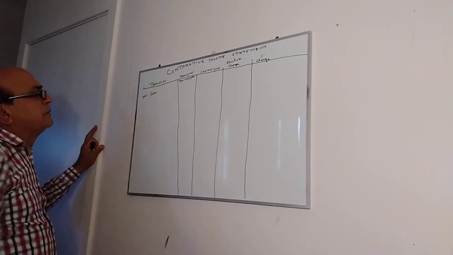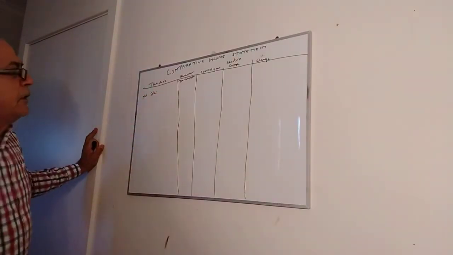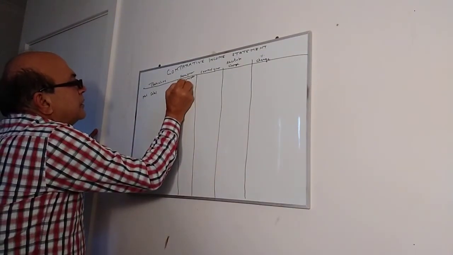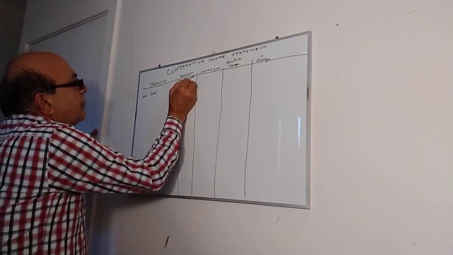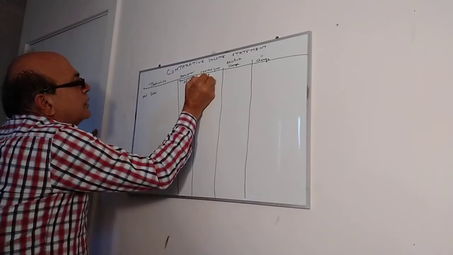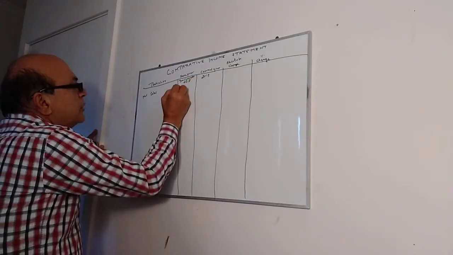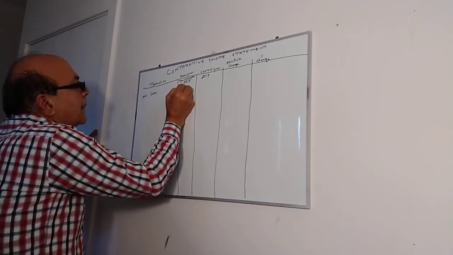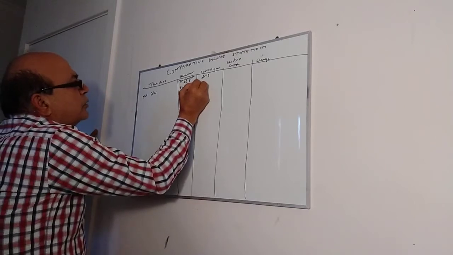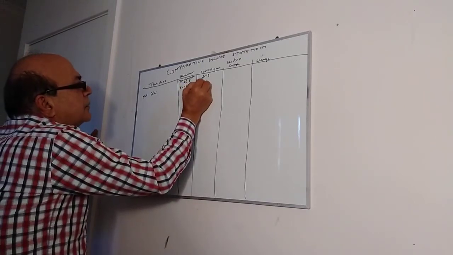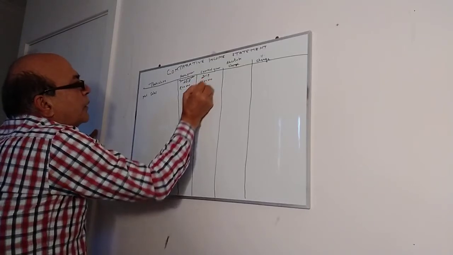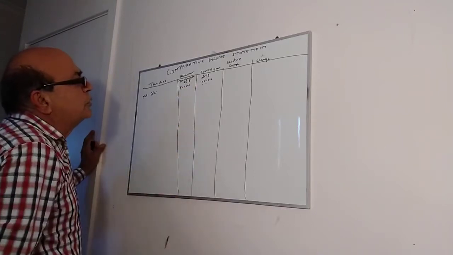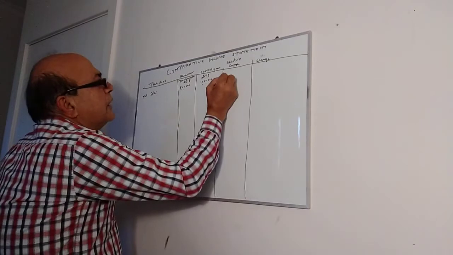What are net sales? Sales minus sales returns. Suppose we take the base year as 2018 and the current year as 2019. In 2018, our sales was 8 lakh, and in 2019 it has become 10 lakh. How much is the absolute change? From 8 lakh we have increased to 10 lakh. The absolute change is 2 lakh.